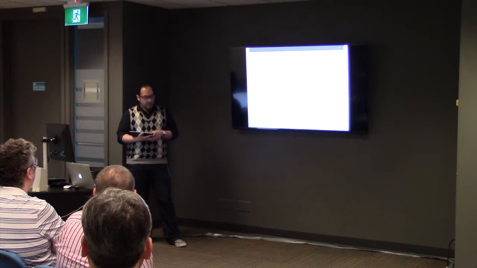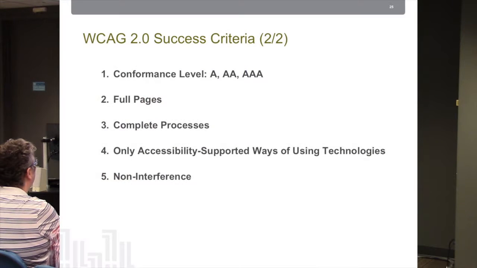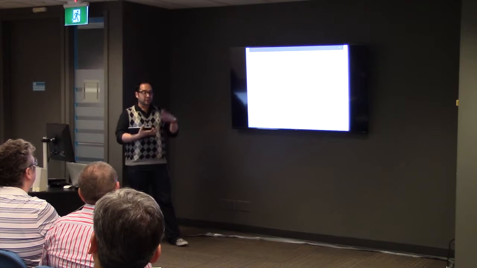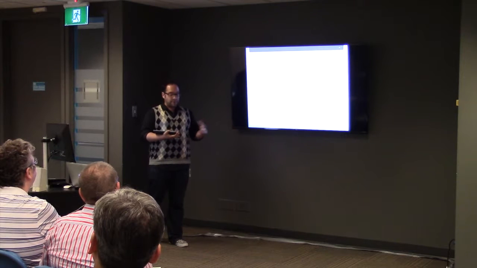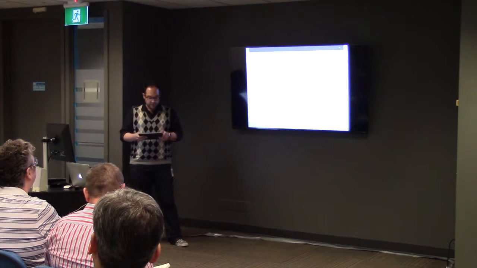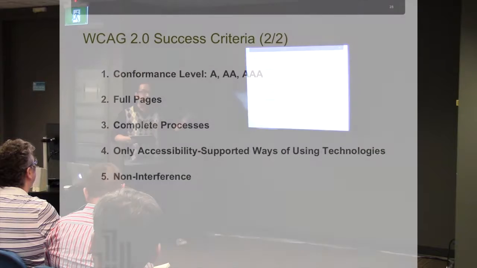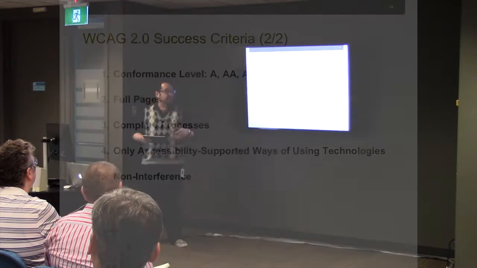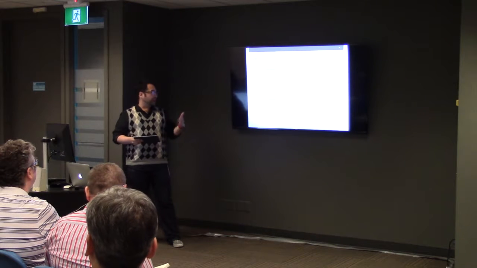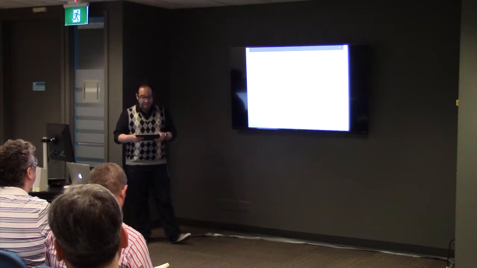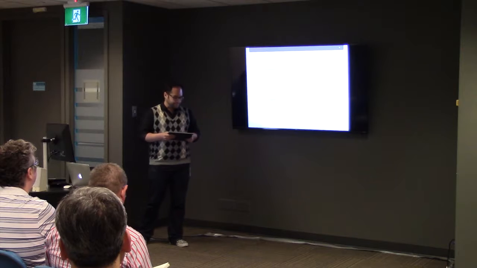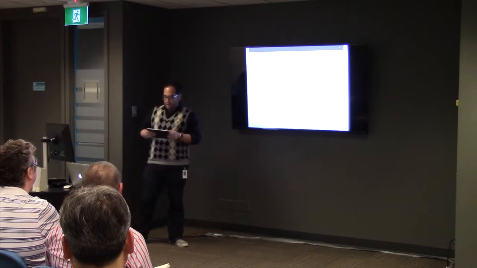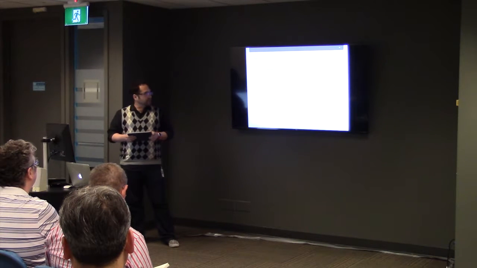And again, we want to make sure that we are testing for accessibility supported ways of using technologies. So again, your test should only be limited to the parameters of dealing with accessibility issues, because you want to make sure that you're not interfering with the assistive technology that the person is using. So you need to make sure that your product is not inadvertently stopping the assistive technology from doing its job. And let's move on to the techniques.